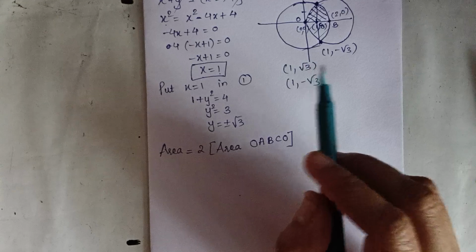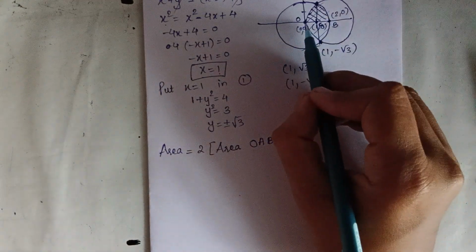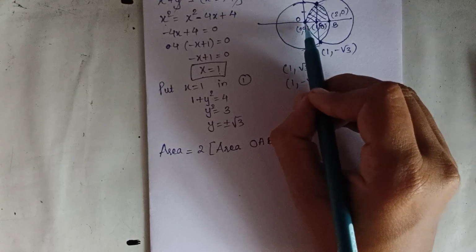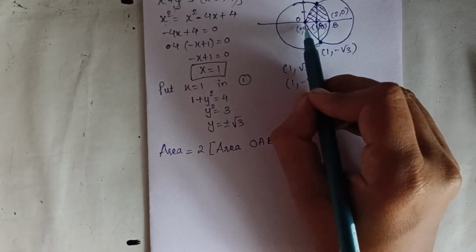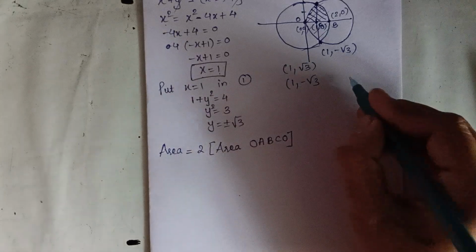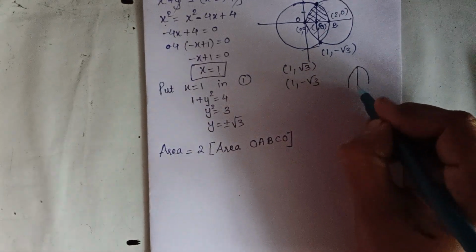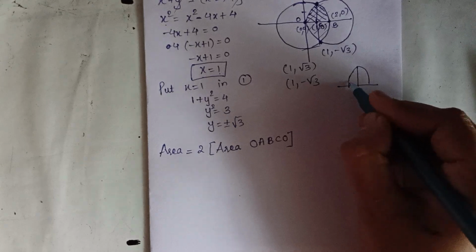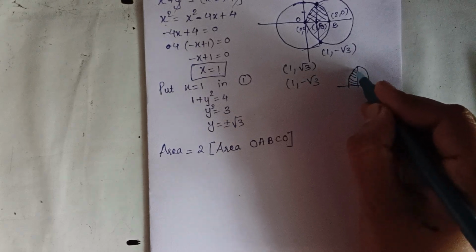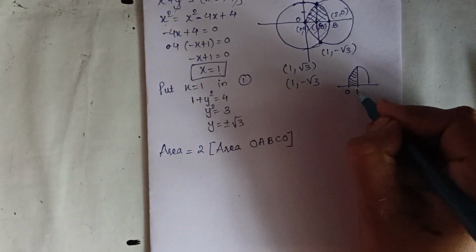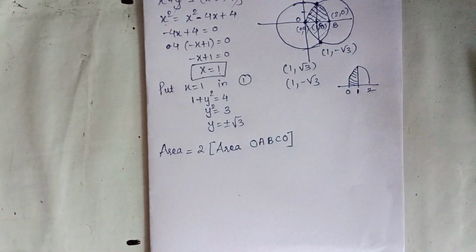Now I'm taking points, that is limits of x-axis, that is from 0 to 1. First I'll calculate, this is the area, right? So I'll calculate this part, that is from 0 to 1, and then I'll go from 1 to 2.